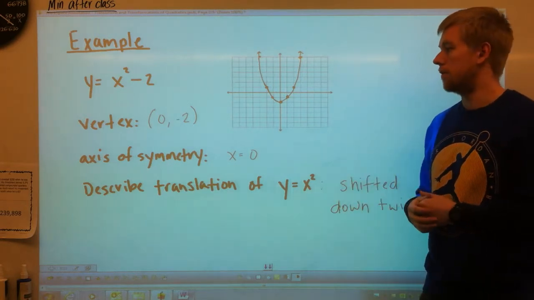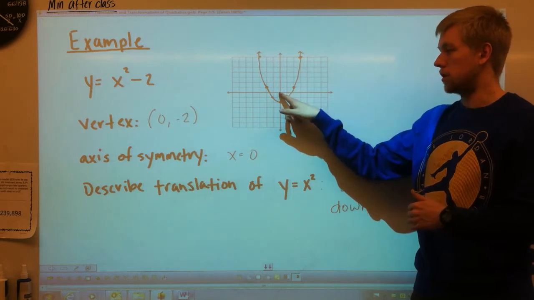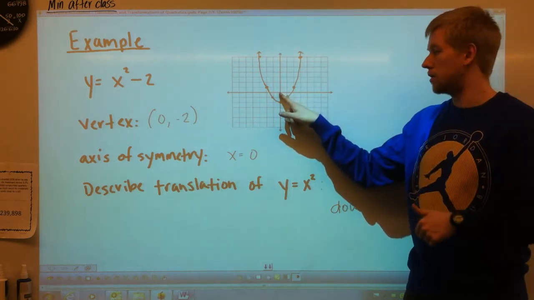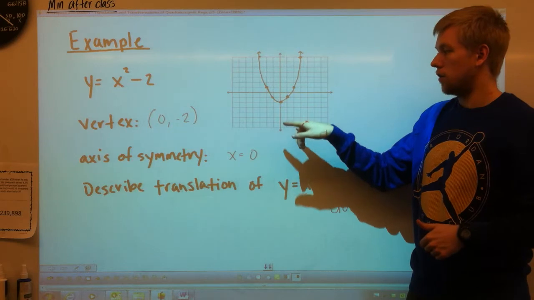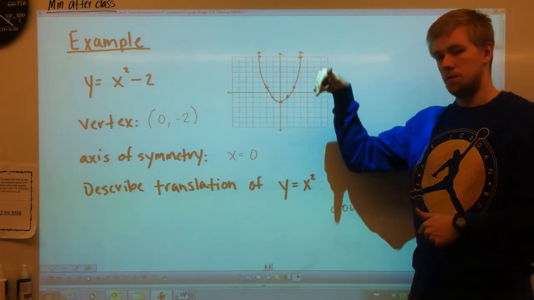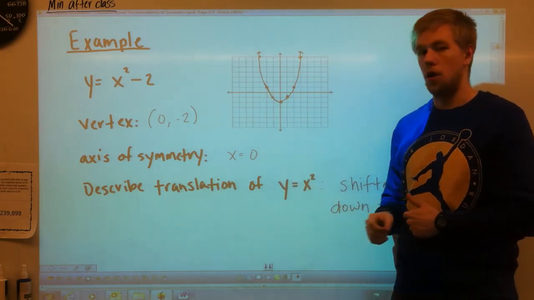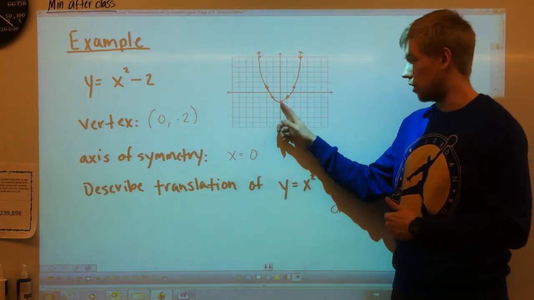So my vertex, the parent function, normally on a graph starts at the origin. Now it's being shifted down 2, so it's going to go down 2. All the other points stay the same. The shape of the parabola stays the same. It's just being shifted down 2. The axis of symmetry is also staying the same. It's on x equals 0, which is also called the y-axis.